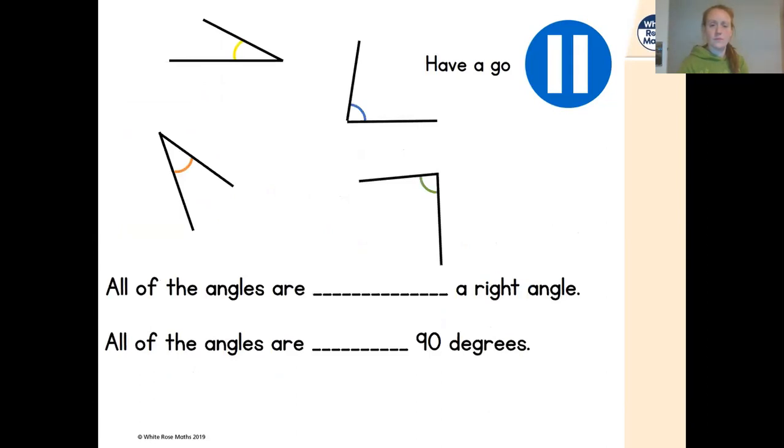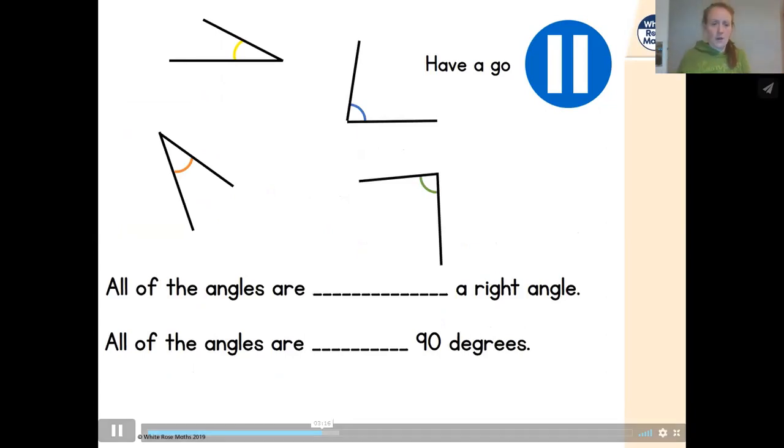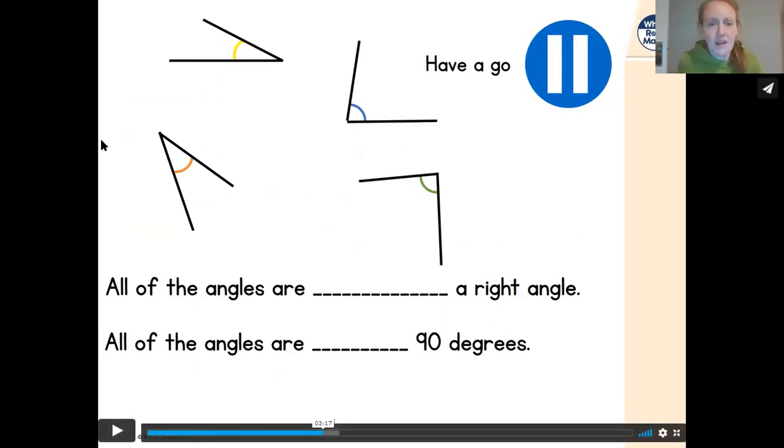Finish these sentences that I've given you. You don't need to use numbers for them, you need to use words to look at all those 4 angles. What's to say about them all? Okay, let's pause it there then. So let's look at these now.